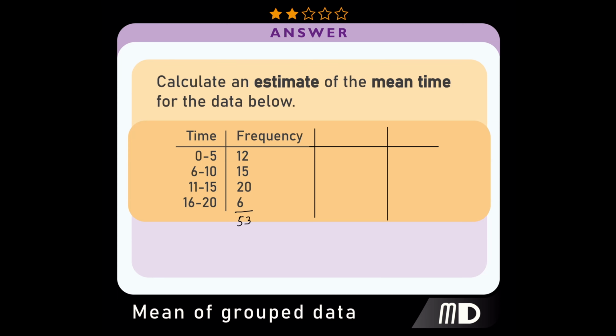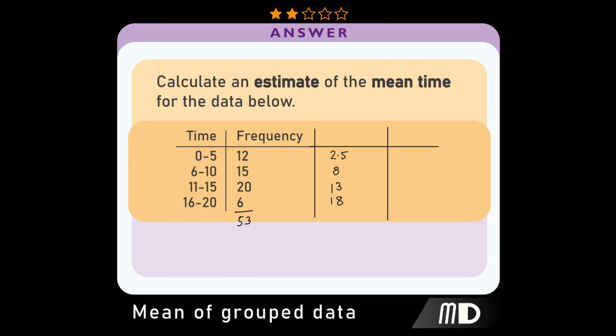Now, because 12 of them are in the 0 to 5 group, and we know nothing more about those values other than that they are between 0 and 5, we're going to take an estimate which is the mid value of that group, 0 to 5. We're going to take 2.5 as an estimate of the 12 values in that data. And likewise, we're going to do the same for 6 to 10. The middle value there is 8. For 11 to 15, the middle value is 13. And for 16 to 20, the middle value is 18. So those are an estimate of the values that we have in this data for each of the groups we've been given.